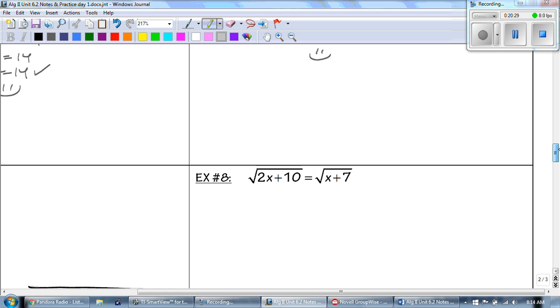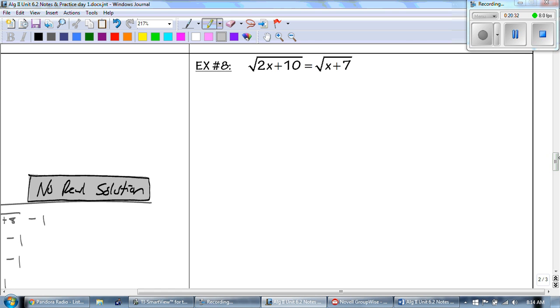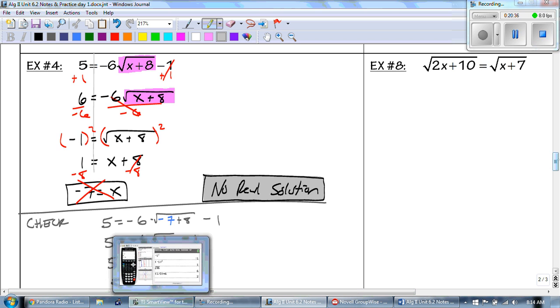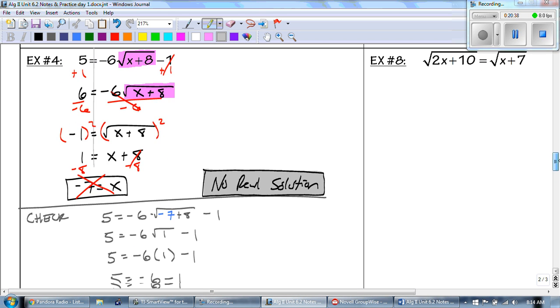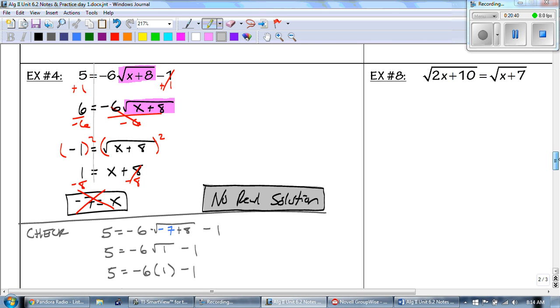Remember, we're doing that check to see, is our answer extraneous? Because if it's extraneous, if they don't work, like that last one we did, number 4, then it's no real solution.